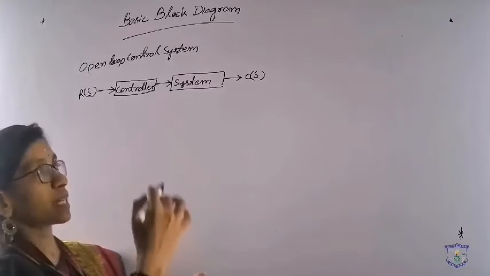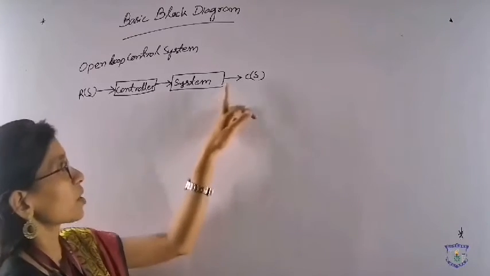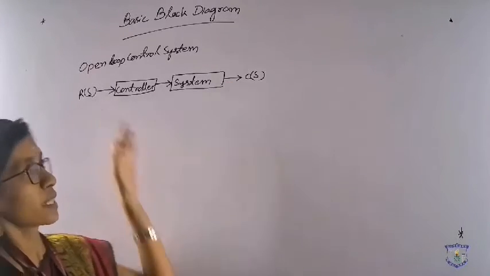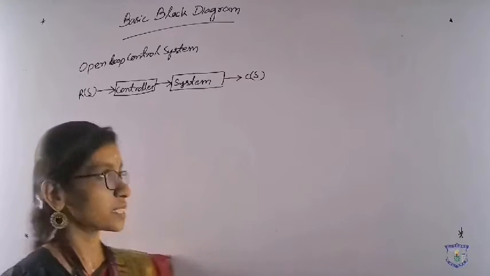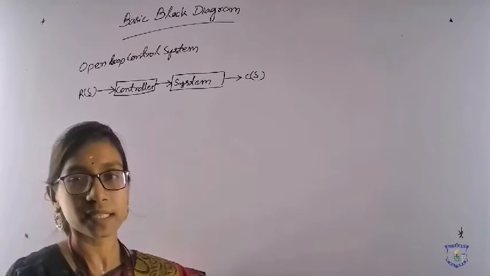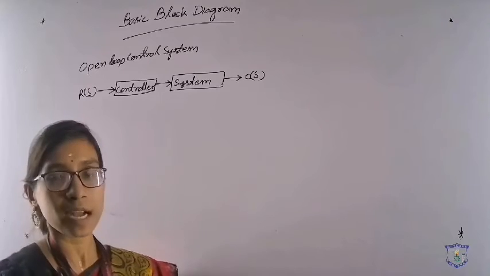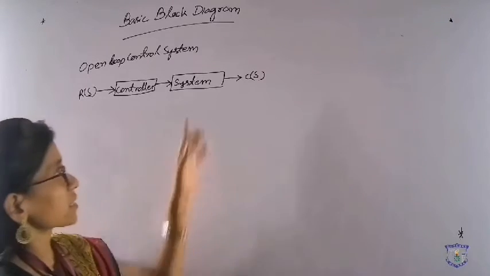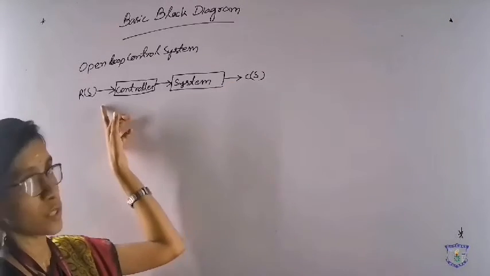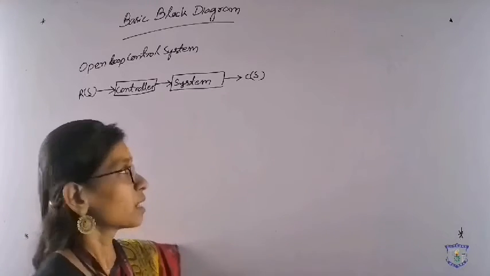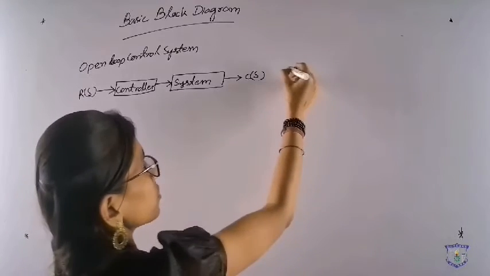But if I connect a feedback path from this output to the input, then it will be more efficient. Automatically the system will generate the desired output by taking a fraction of the output to the input side through the feedback path. That is called a closed loop control system.